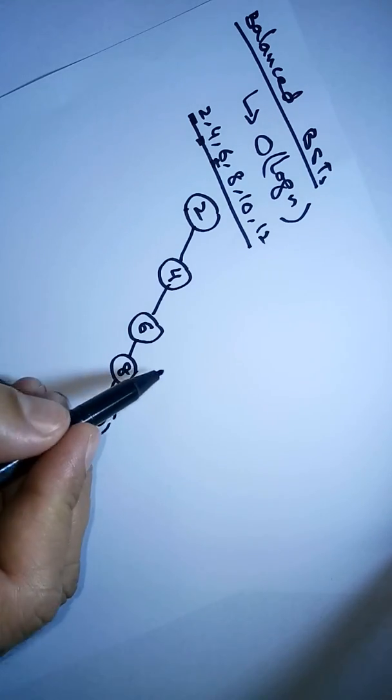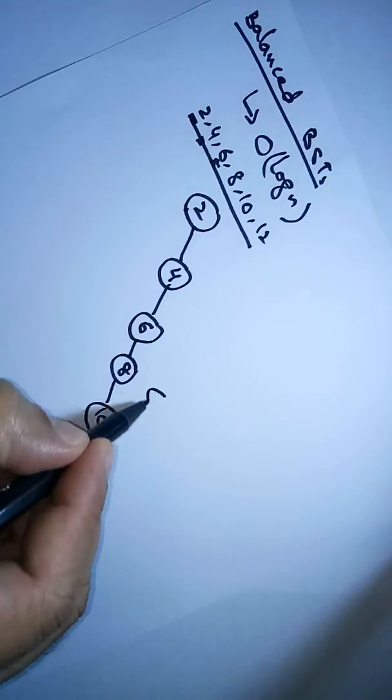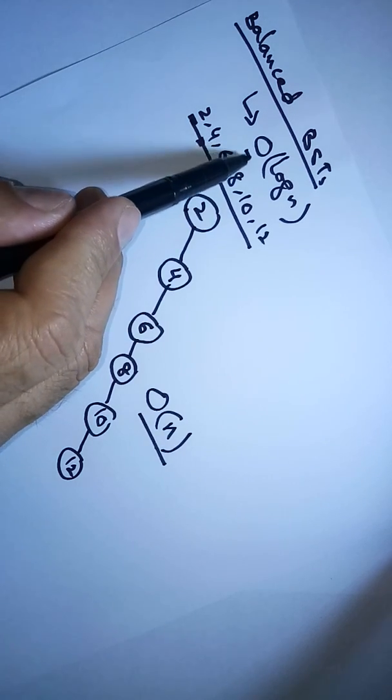This is the worst case of the binary search tree, and it leads to big O of n search time. If it is order of n, then there is no need for the binary search tree; it's better to have an array or a simple linear search. So if we want to achieve O of log n search in a binary search tree, we need to maintain a balanced binary search tree.